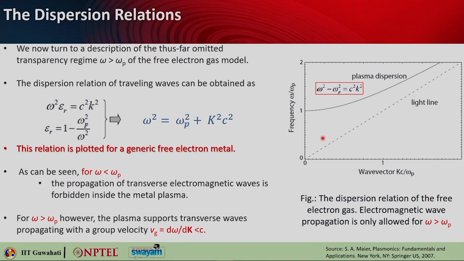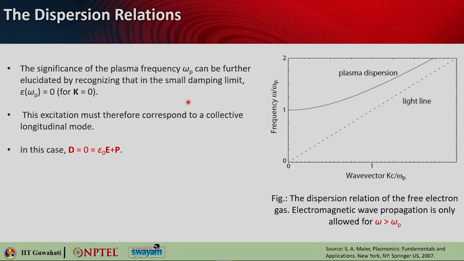So it is clear that electromagnetic wave propagation is only allowed for omega greater than omega p. This is the boundary, where exactly omega equals omega p. So anything above that, the electromagnetic wave propagation is possible. Now the significance of the plasma frequency omega p can be further elucidated by recognizing that in the small damping limit, you can write that epsilon at omega p becomes 0 for k equals 0. So both are 0 in this case.